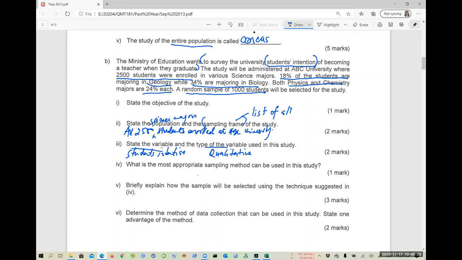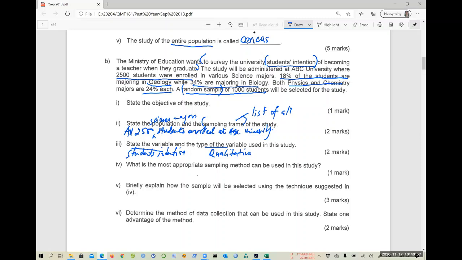Okay, the next one is what is the most appropriate sampling method that can be used in this study. So how do you determine the sampling method? First of all, you look at the words random sample. When you talk about a random sample, in our syllabus, in our course, we only discuss 5 techniques: simple random sampling, systematic sampling, stratified sampling, cluster sampling, and multistage sampling.